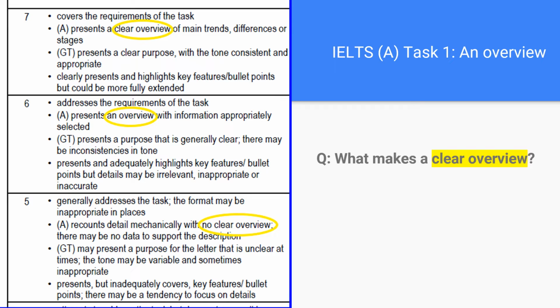If you meet all of the other criteria for that band, but you don't have an overview, you'll receive a band 5. If you provide an overview, but not a clear overview, you'll be awarded a band 6. If you want a band 7 in IELTS Academic Writing Task 1, you'll need to provide a clear overview. So as we can see, being able to write a clear overview is very critical in Task 1. So what makes a clear overview?